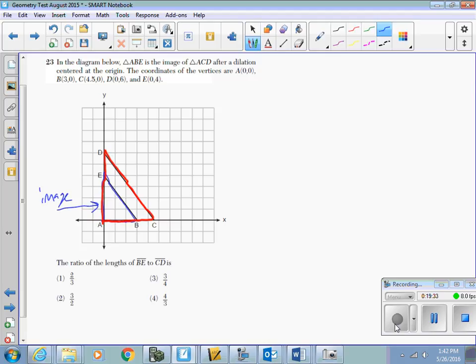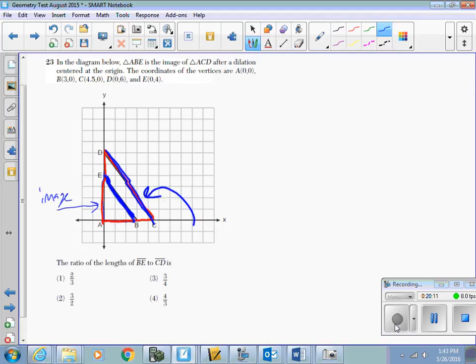All right, so looking here, now what's the question? Let's look at the question. The ratio of the lengths of BE to CD, so BE is this one, BE to CD is what? Well, you need to think about, first of all, which one's longer. Obviously, CD is longer, right? That's obviously the longer side.